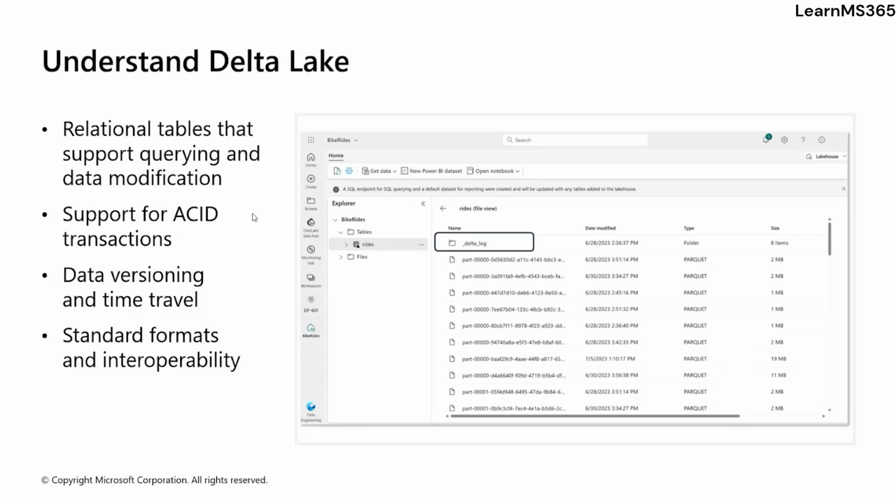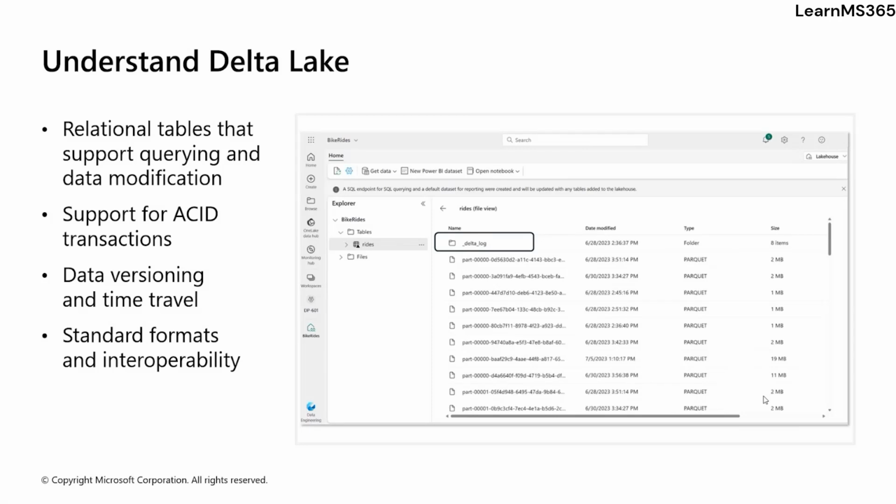Okay, so delta tables are schema abstractions over the data files that are stored in a delta format. And for each table, the Lakehouse stores a folder containing the Parquet data files and a _delta_log folder in which transaction details are logged in JSON format. Okay, so these delta lake tables are relational tables that support querying and data modification.